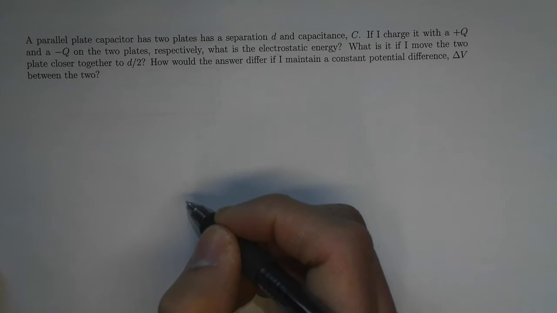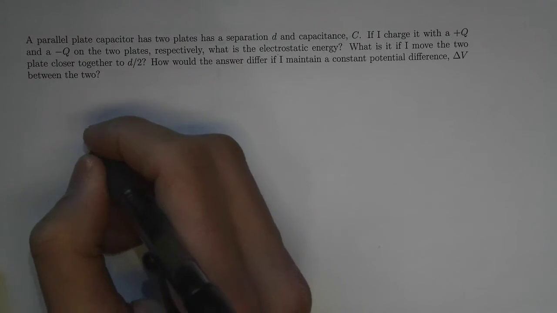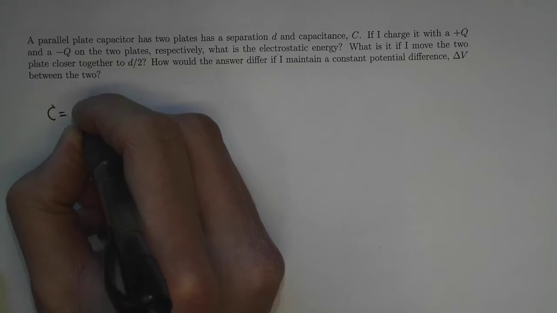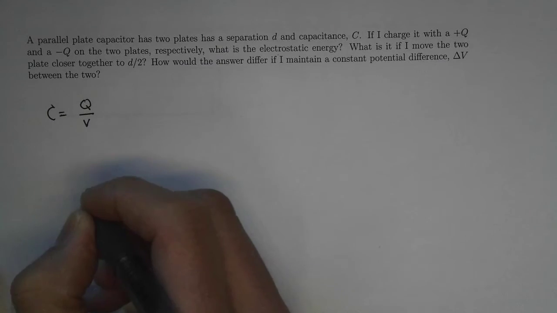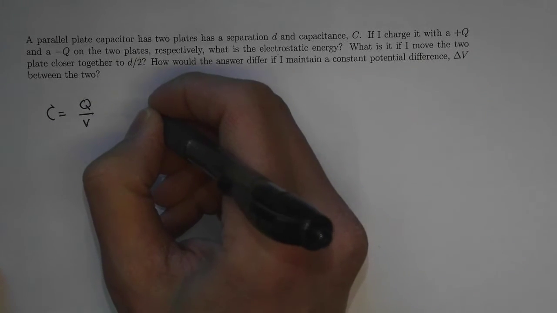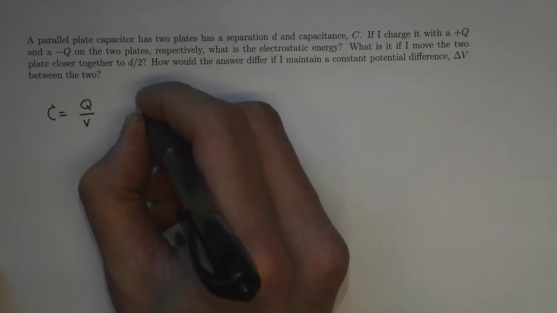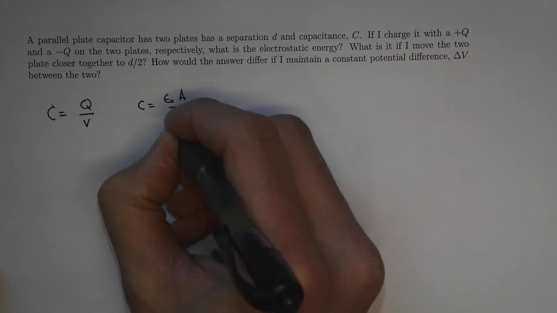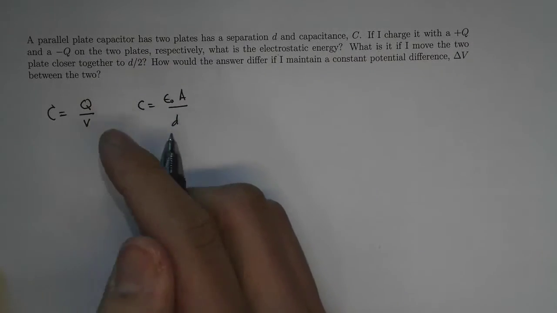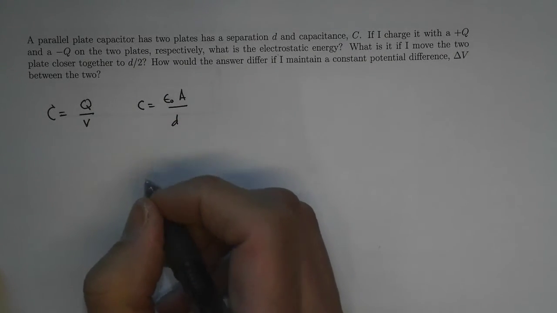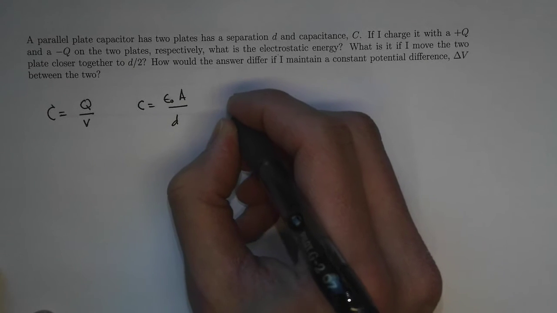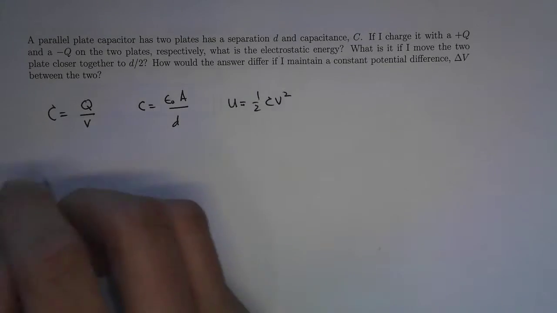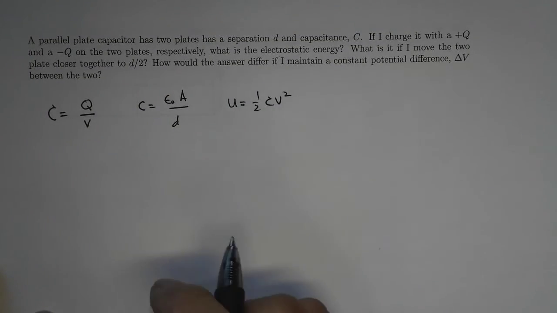Alright, so let's remind ourselves what the definition of capacitance is. Capacitance C is equal to the charge on the capacitor divided by the voltage required to maintain that charge separation. For a parallel plate capacitor, C is equal to epsilon naught A over D, assuming the space between the plates is empty. And finally, the electrostatic energy for a capacitor is U equal to 1 half CV squared. So between these equations we can solve the problem.